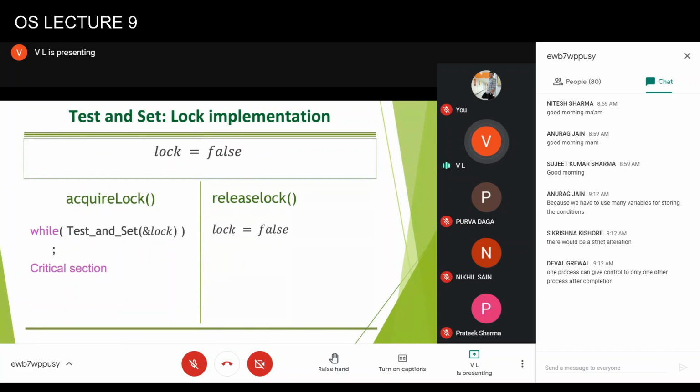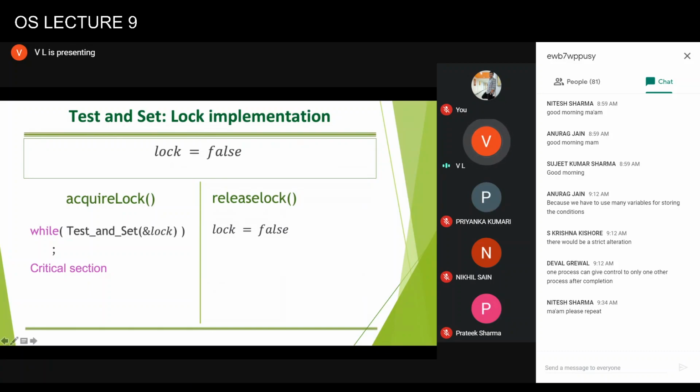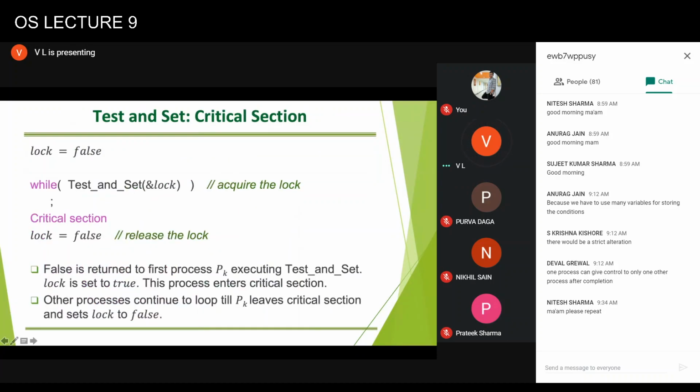But now the lock has been set to true. When the second process tries to execute this acquire lock, it will be in this infinite loop. And lock can be released by setting this variable back to false. So that's how the critical section solution can be implemented.